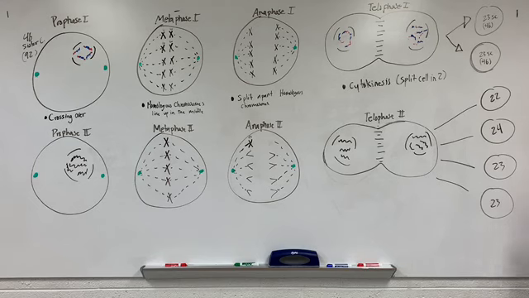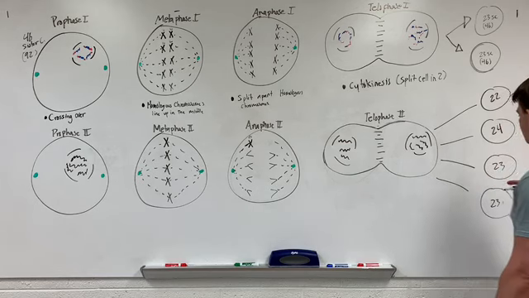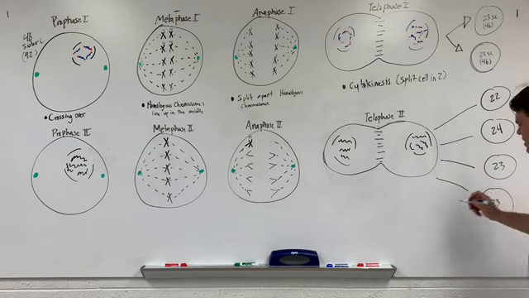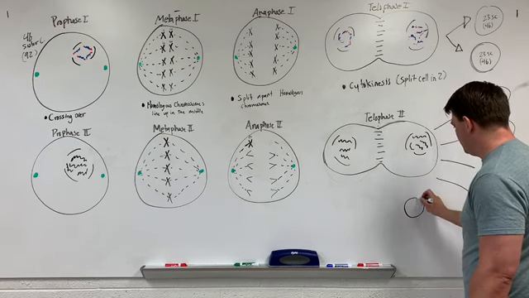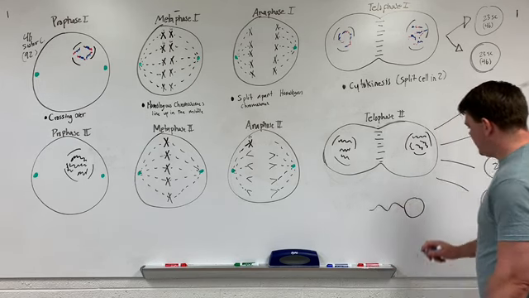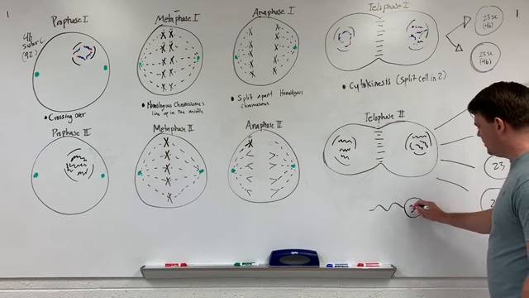All right, so let's say these are egg cells, and we have a sperm cell. So here's our sperm cell that has a regular 23.